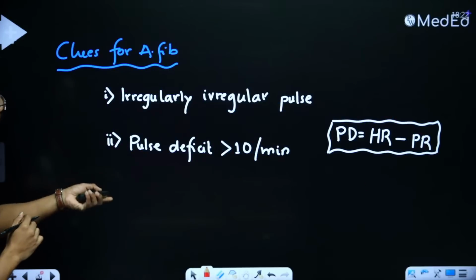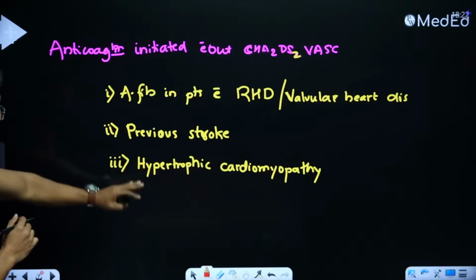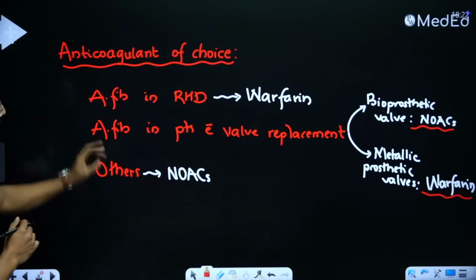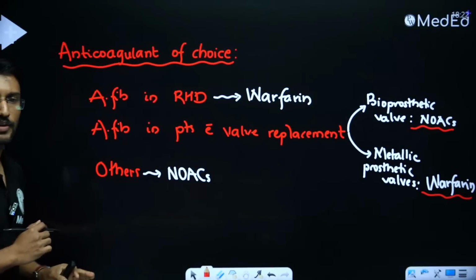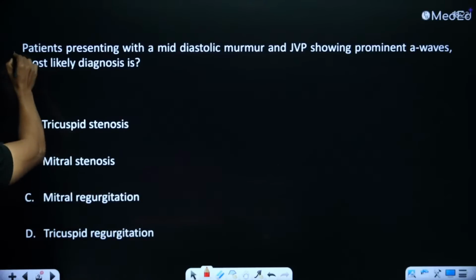Right, so please remember the CHA2DS2-VASc score, high potential for asking an MCQ. These are also potential points for asking an MCQ, and these are also potential points for asking an MCQ. Okay, now let's move to the next question.